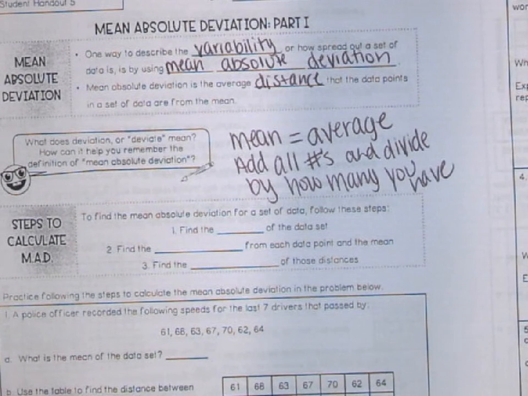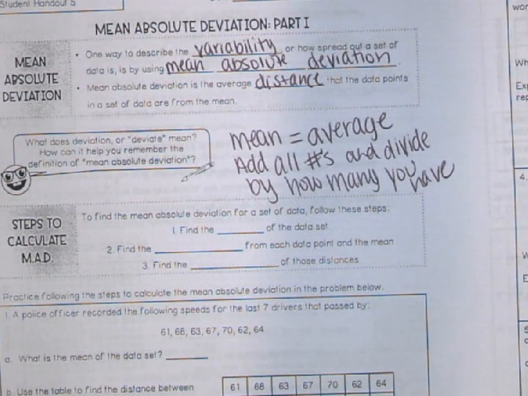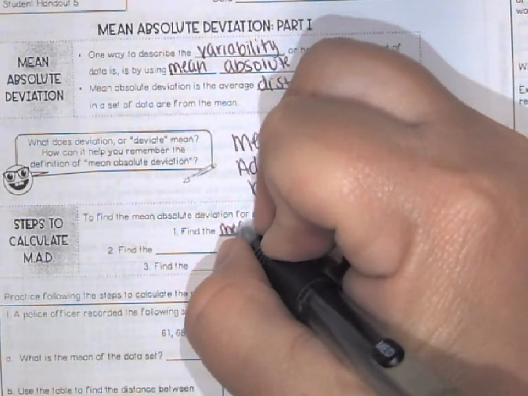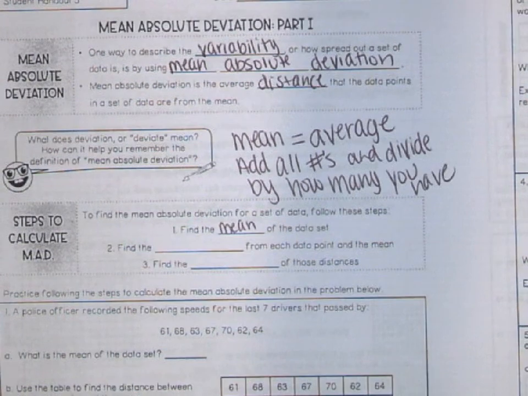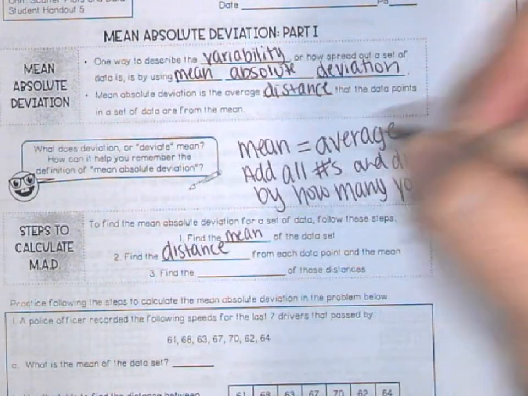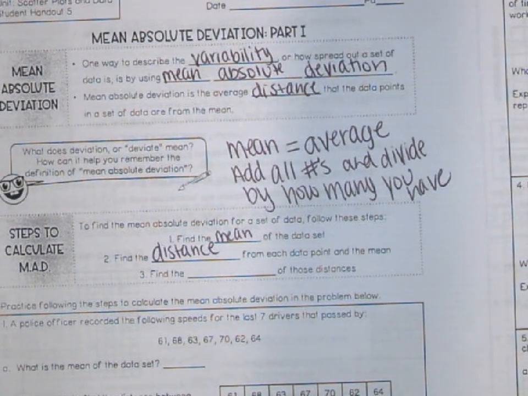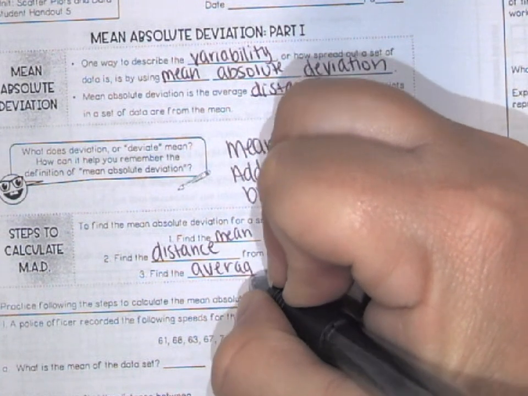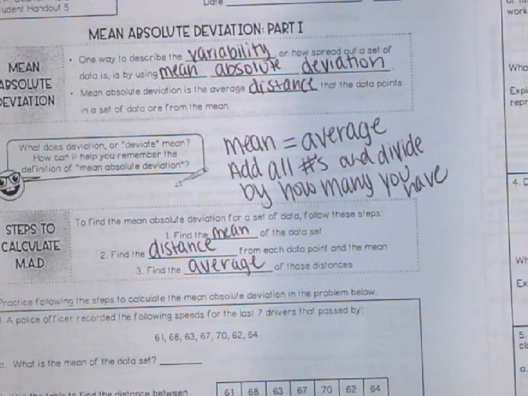Today we're just going to look at how you calculate the mean absolute deviation. It's very time consuming and it can seem a little daunting just because there are so many steps, but it's not really hard to do. So the first thing that you do is you find the mean. Then you find the distance each of those data points is from the mean, and then you find the average of those new distances. Okay, so you're finding the mean twice. All right.